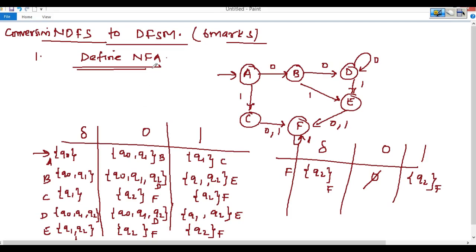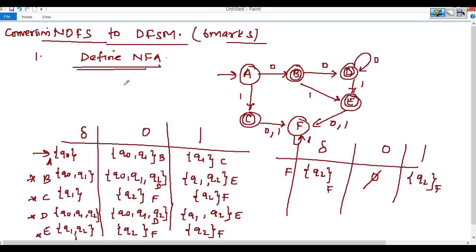So what will the final states be? In the question the final state was Q1. You check in the sets which contain Q1; all of those will be final states. Like this set we have Q1, so this should be a final state. This also has Q1, this should be a final state, and this should be a final state. So your B, C, D, and E should be the final states.